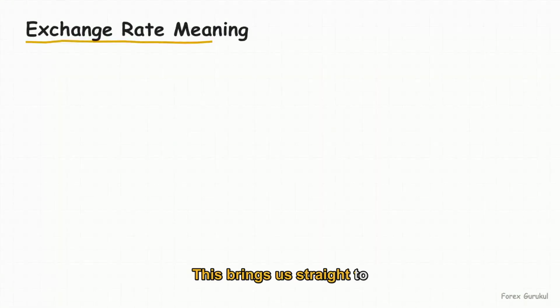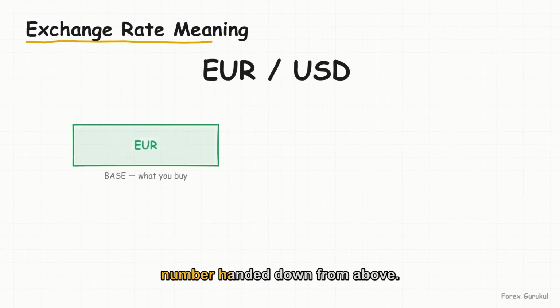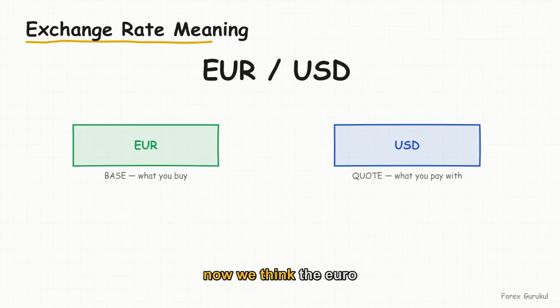This brings us straight to what an exchange rate actually means. The rate you see quoted is not some fixed objective number handed down from above. It is the market's live opinion of one economy compared to another. If the exchange rate between the euro and the dollar is moving higher, the market is saying right now, we think the Eurozone's economic story is looking a little better relative to the United States. If it is falling, the opposite opinion is winning the argument.